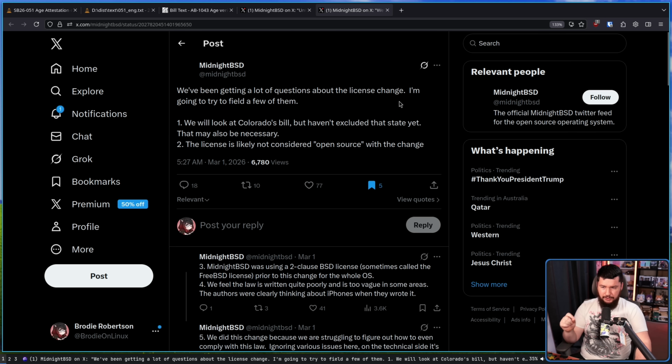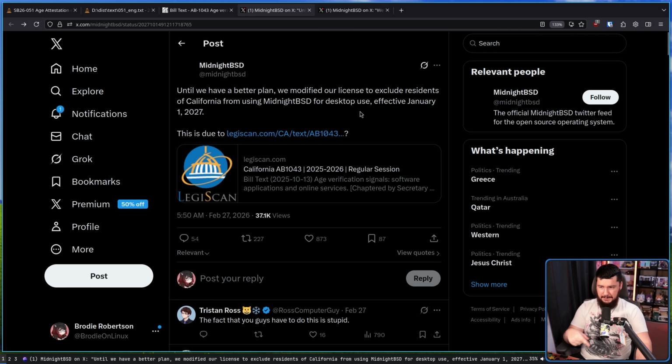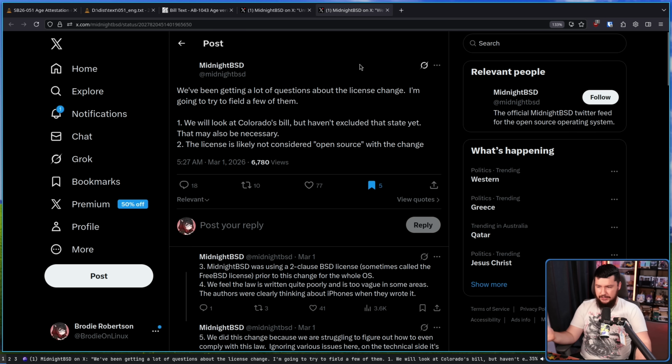"We've been getting a lot of questions about the license change. I'm going to try to fill a few of them. We will look at Colorado's bill that is separate from the California bill. This change is being made in reference to the actually accepted California bill. Some other change may also be necessary there. The license is likely not considered open source with the change, because what it is doing is restricting certain people from using a project."